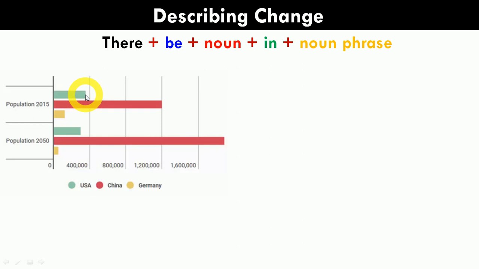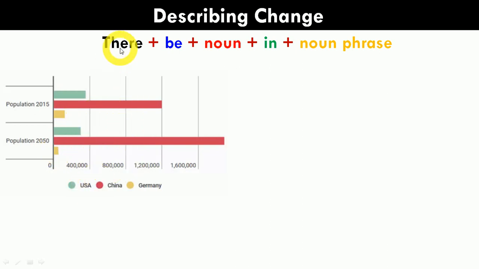So here in 2015, the number is around or just below 4 lakh, and in 2050 it has decreased slightly. If you look at the bar for China, it was around 12 lakhs in 2015, and in 2050 it will be beyond 16 lakhs. And for Germany also you can see that in 2015 it was over here, and now in 2050 it will become half of it. So this is our observation.